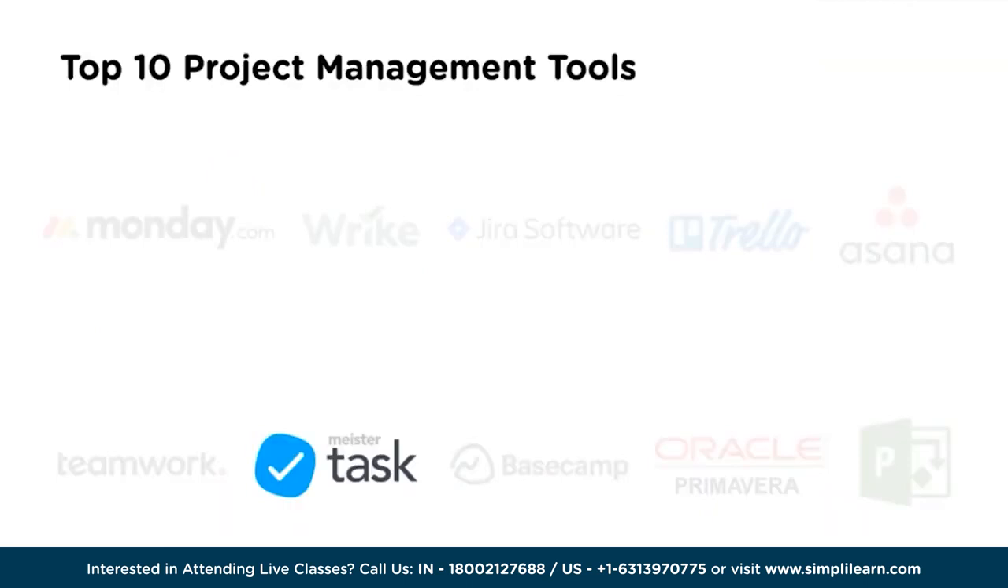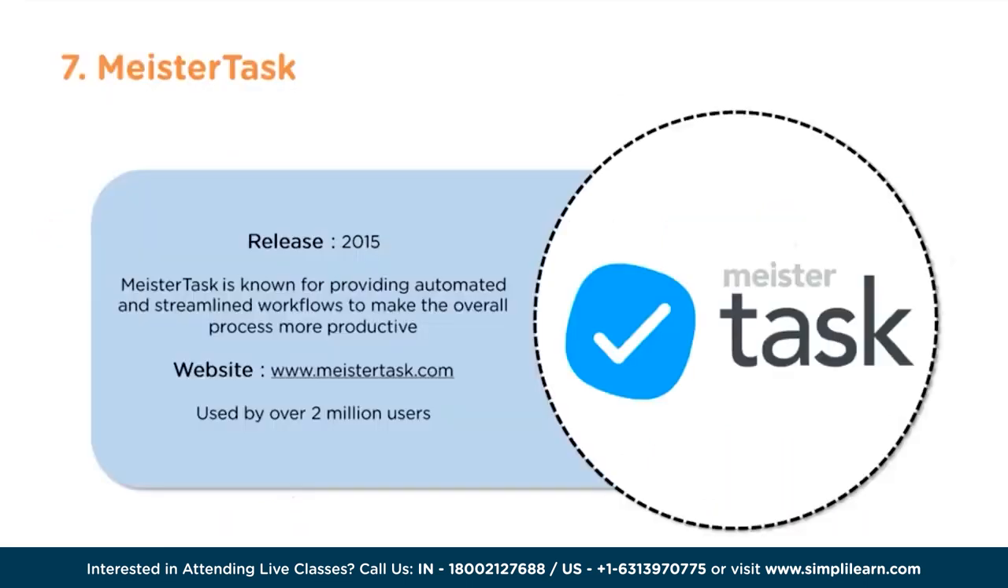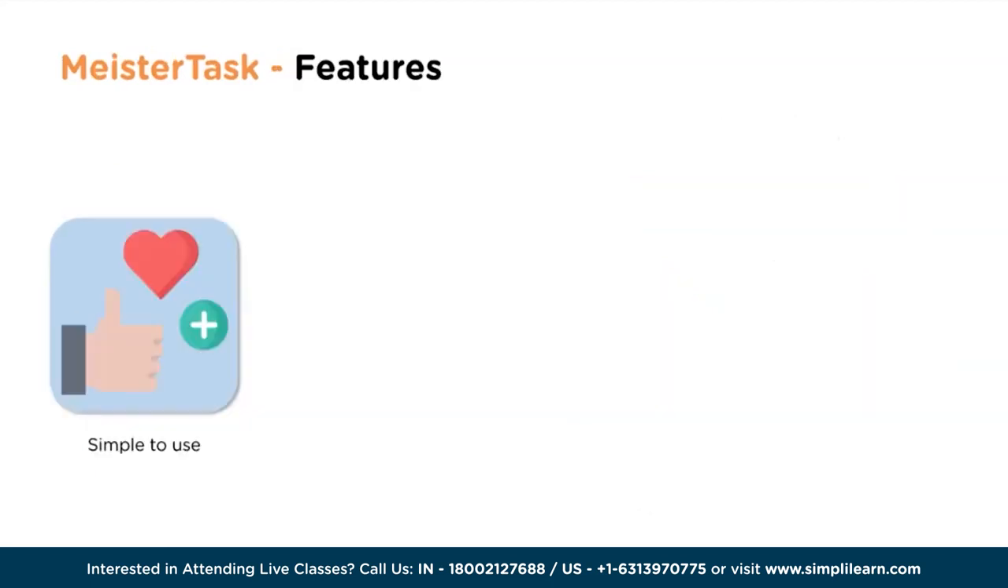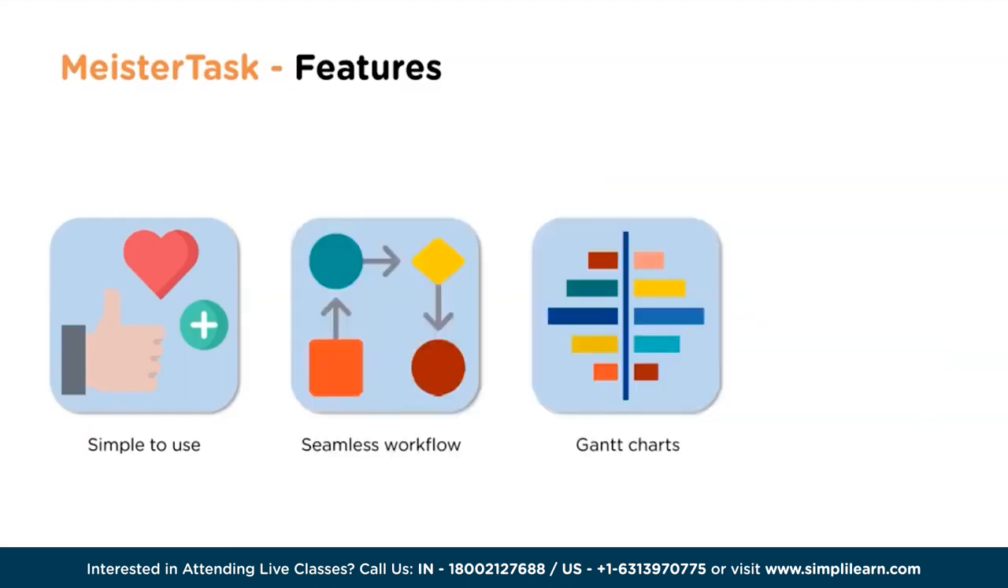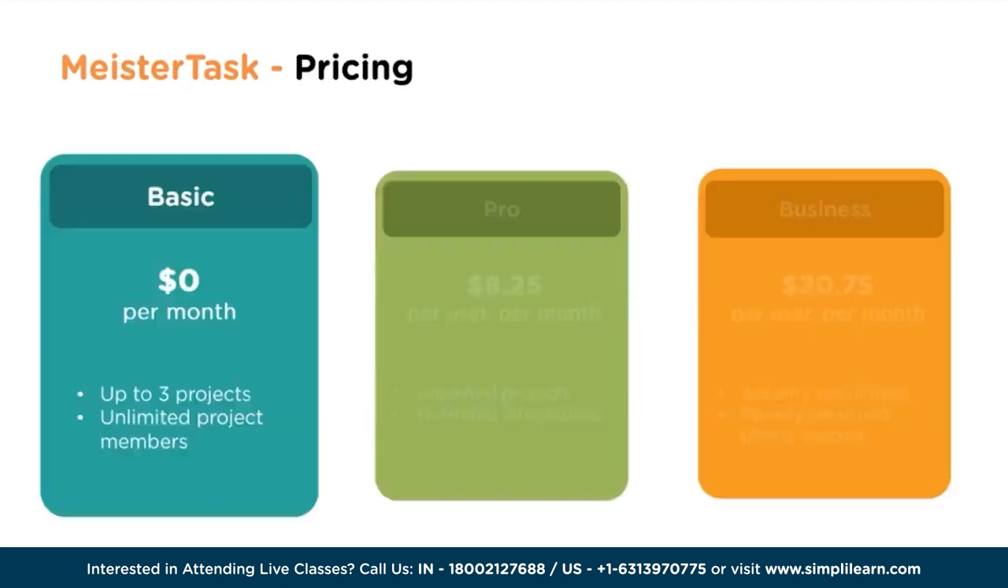Now let us look at the tool MeisterTask. So this tool was released in the year 2015 and it is known for providing automated and streamlined workflows to make the overall processes more productive. The website to access this is www.meistertask.com, used by over 2 million users. The features of this tool include being simple to use, seamless workflow, Gantt charts, and flexible project boards. The pricing is $0 per month for up to 3 projects and unlimited project members.